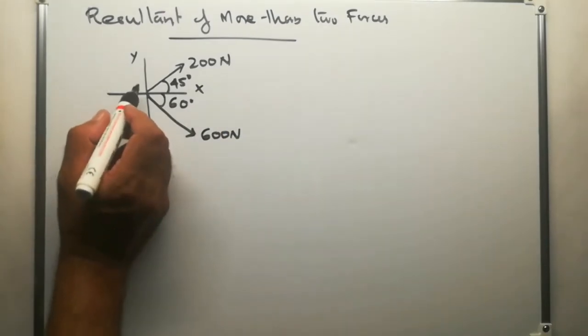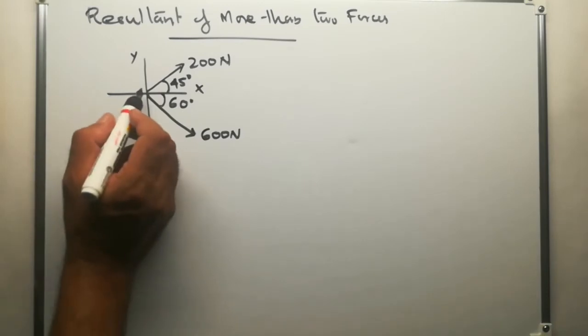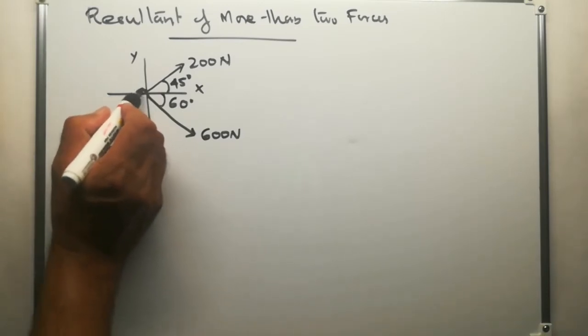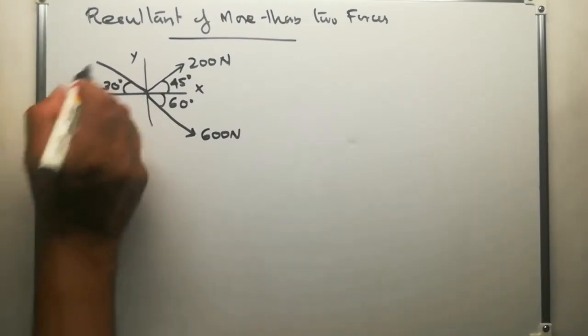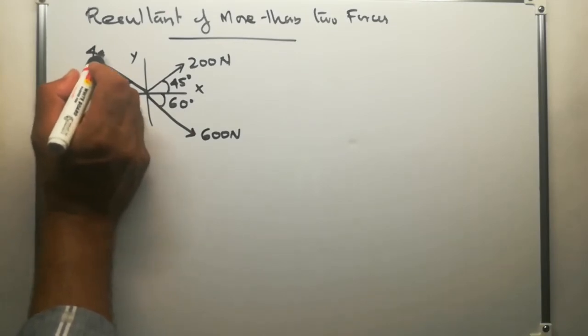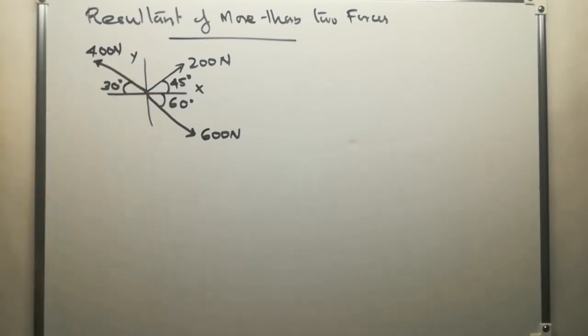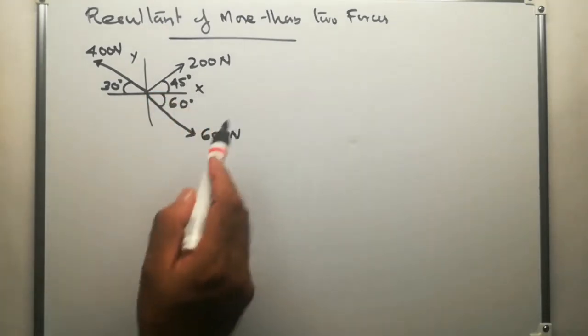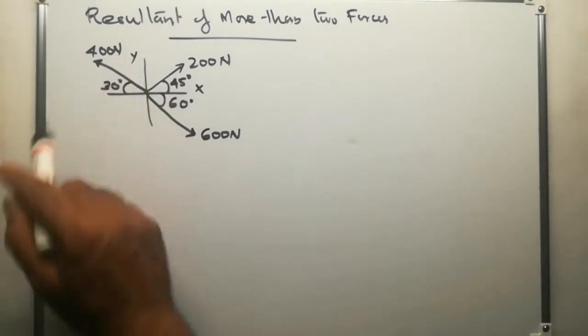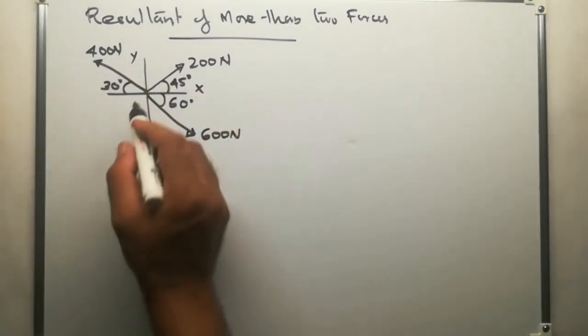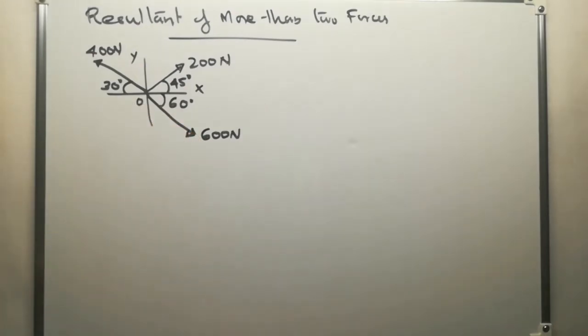And the third force of 400 Newton at 30 degrees with the x-axis. 30 degrees and this is 400 Newton. So these are the forces 200 Newton, 600 Newton and 400 Newton. How to find out the resultant of these three concurrent coplanar forces? These forces are acting at point O simultaneously in the same plane.